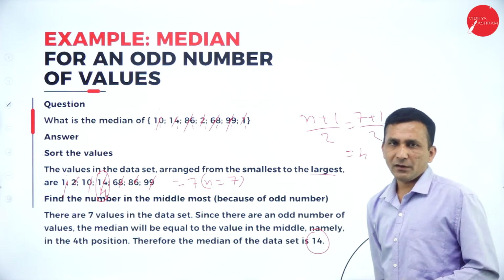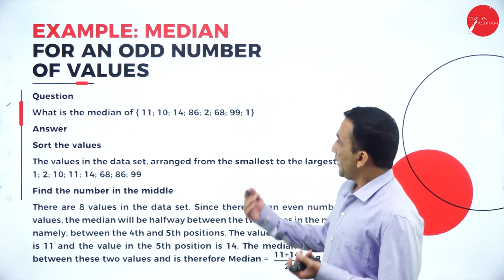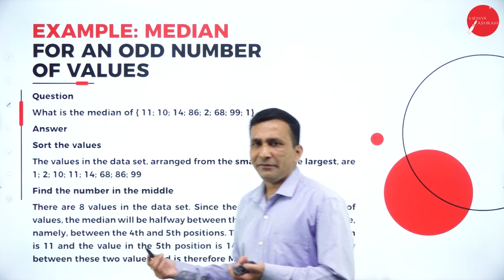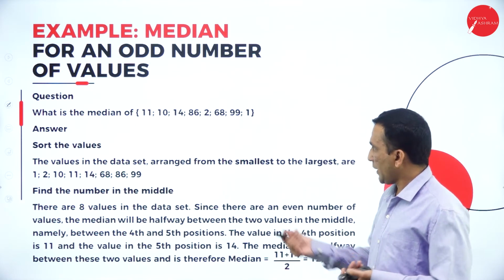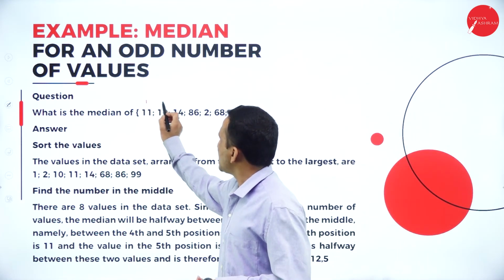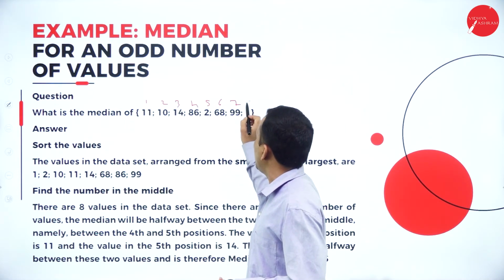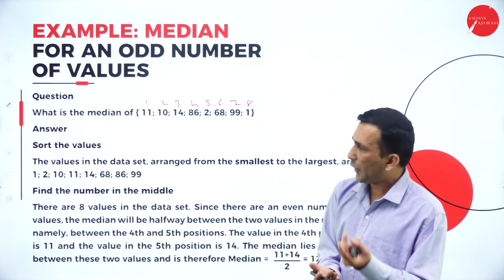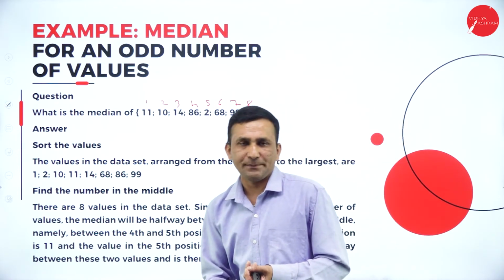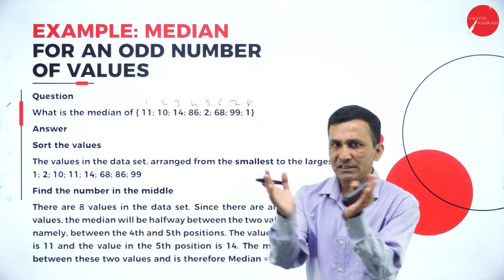Very simple. Okay, moving to the next problem. In the previous problem, they were given odd numbers. Here, even numbers: first, second, third, fourth, fifth, sixth, seventh, eighth. Again, for the first step, you need to arrange the data into ascending order.